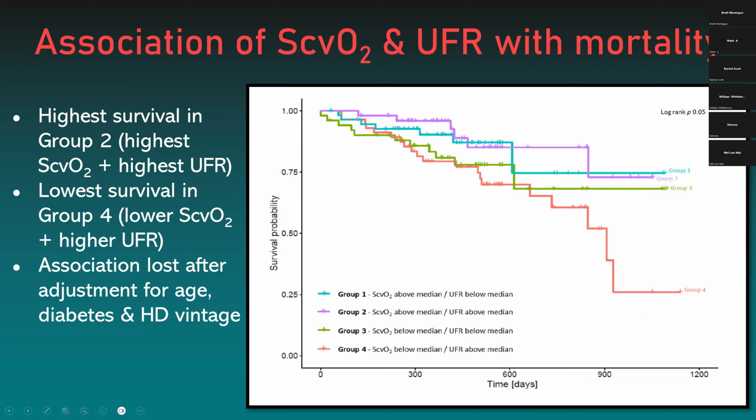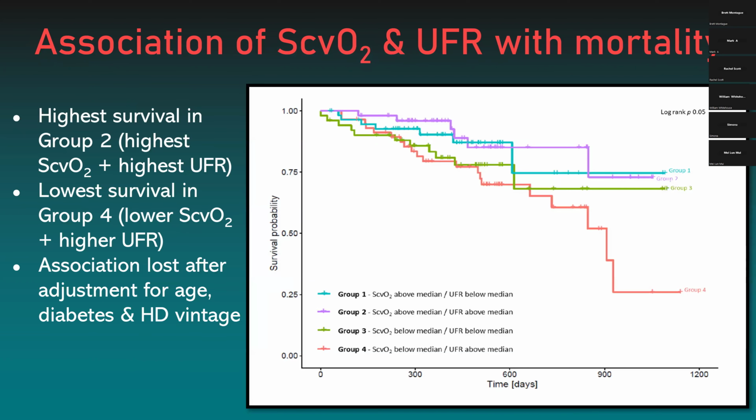This is the combination of central venous oxygen saturation with ultrafiltration rate that was achieved and that association with mortality. And it's slightly different here, but ultimately the group with the highest central venous oxygen saturation and the highest ultrafiltration rates did better, and worst off, group 4 had the lowest central venous oxygen saturation and the higher ultrafiltration rate. So that was above median. So that kind of mixed things up a little bit.